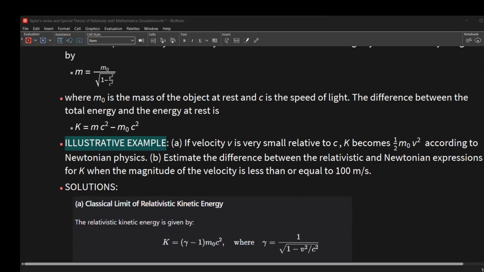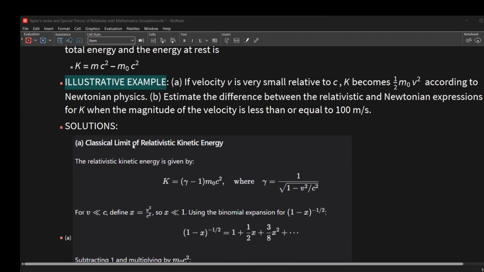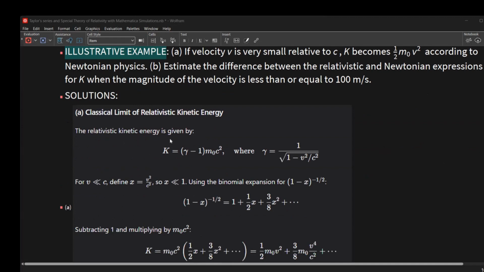Then letter B, estimate the difference between the relativistic and Newtonian expression for K, where the magnitude of the velocity is less than or equal to 100 meters per second. So we have the solution for letter A here, the classical limit of relativistic kinetic energy. The relativistic kinetic energy is given by these equations: gamma minus 1 times the rest energy, where gamma is equal to 1 over the square root of 1 minus v squared over c squared.